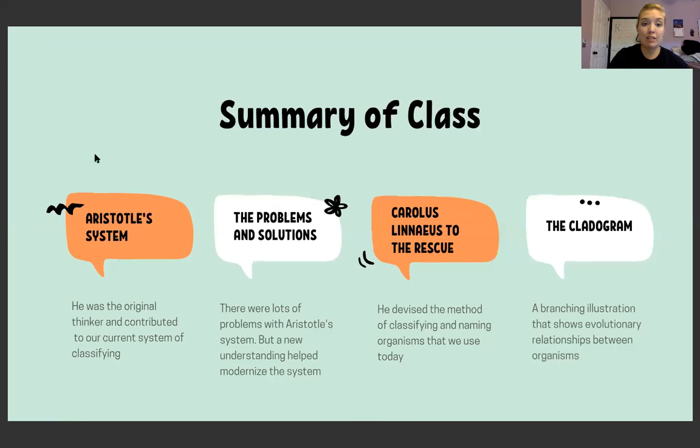So to sum up our class, we looked at Aristotle's system. We looked at the problems and those solutions paired with his system and how they were a little bit fussy. We looked at how Carolus Linnaeus, oh, bless him, brought us the binomial nomenclature in our modern day naming system. And then finally, we looked at our cladogram, that branching illustration that showed us those relationships between organisms. So hopefully everybody got it, understood.